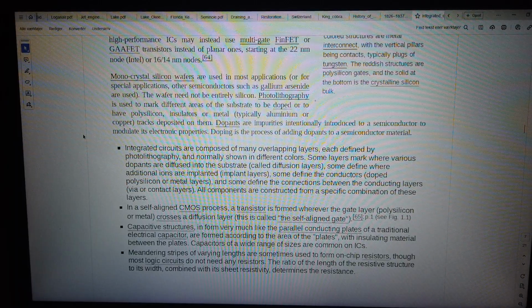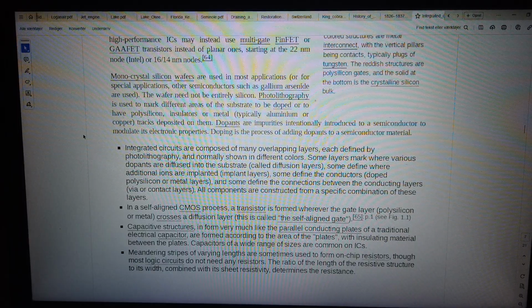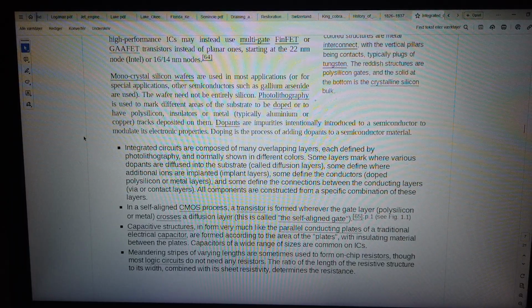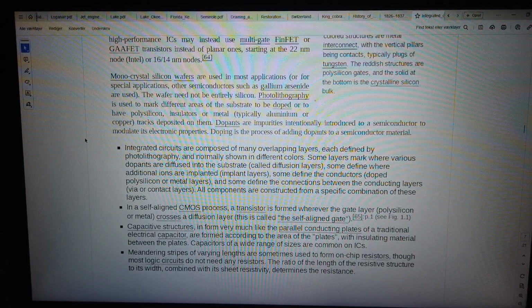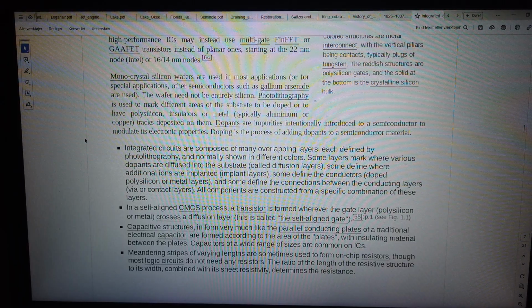Deposited on them. Dopants are impurities intentionally introduced to a semiconductor to modulate its electronic properties. Doping is the process of adding dopants to a semiconductor material. Integrated circuits are composed of many overlapping layers, each defined by photolithography, and normally shown in different colors.